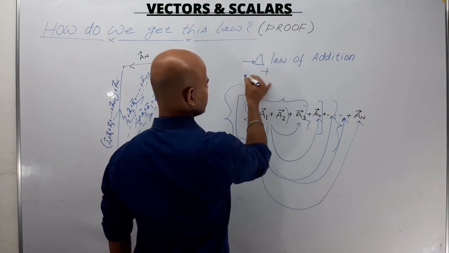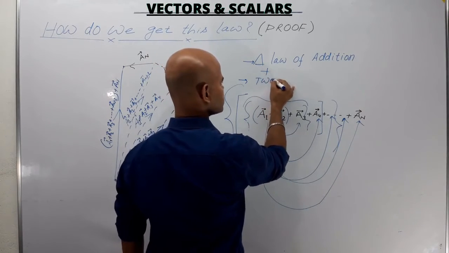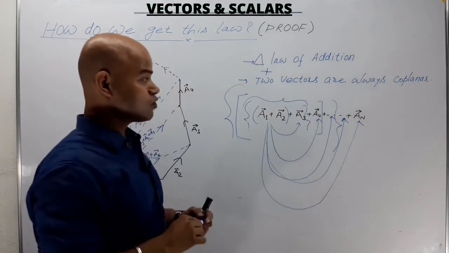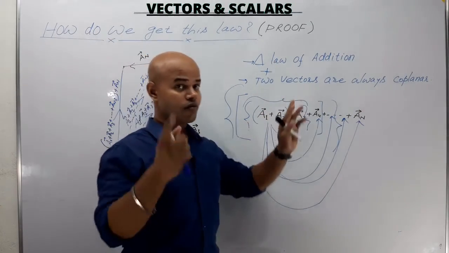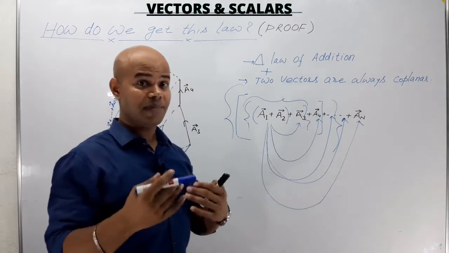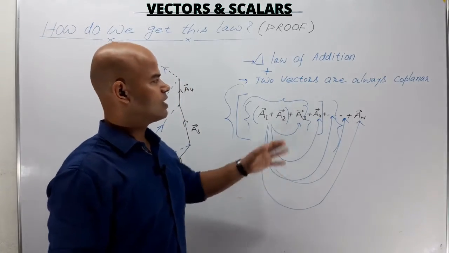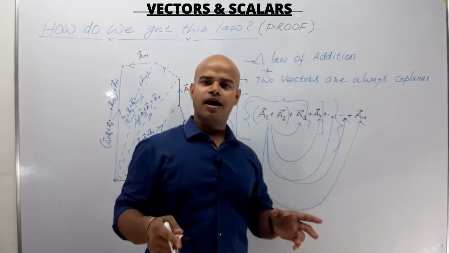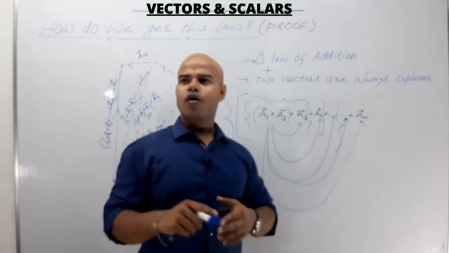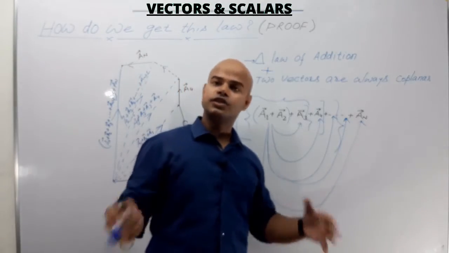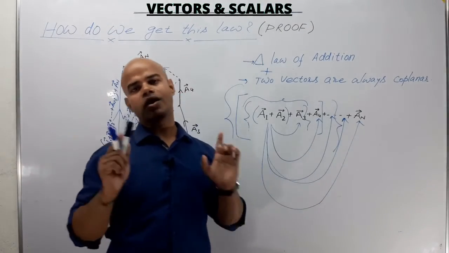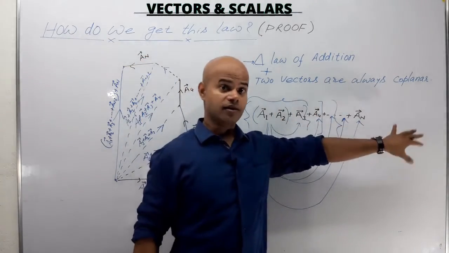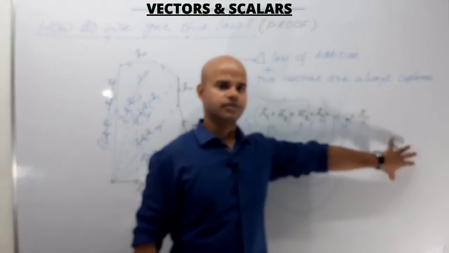Plus, the second thing is two vectors are always coplanar. So one thing is clear: these two vectors are always coplanar. This we have already done in the previous lectures. Using parallel shifting of vectors, we had proved that whether two lines are parallel, intersecting, or neither parallel nor intersecting, that is skew lines, they can always be brought in one plane. So two vectors are always coplanar. This we have already proved in the previous lectures, right?